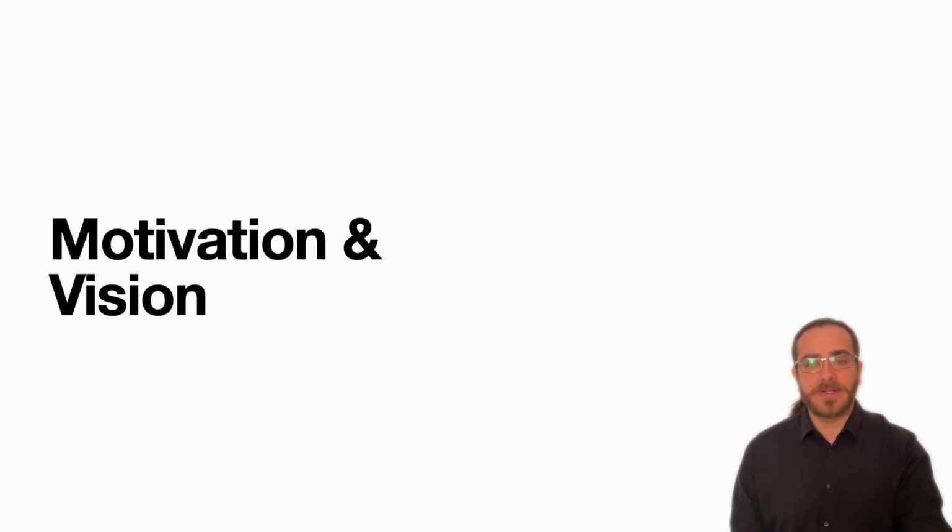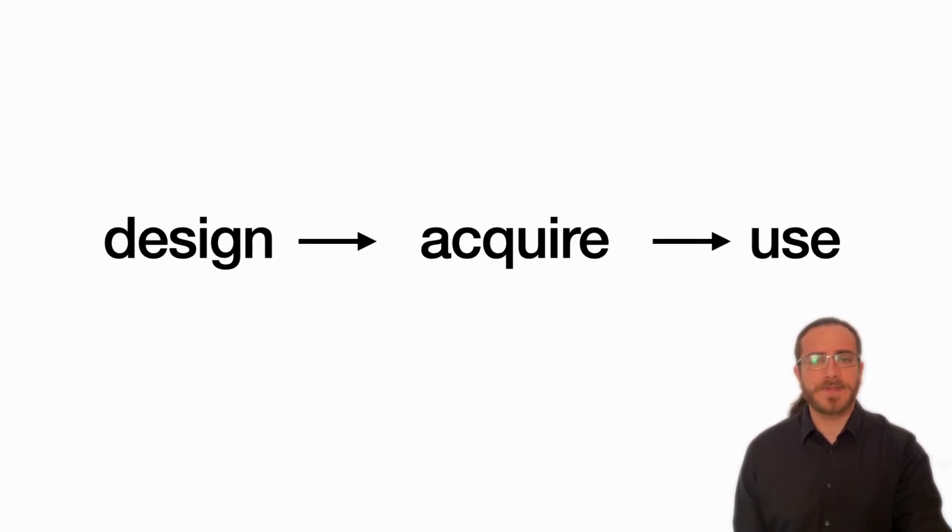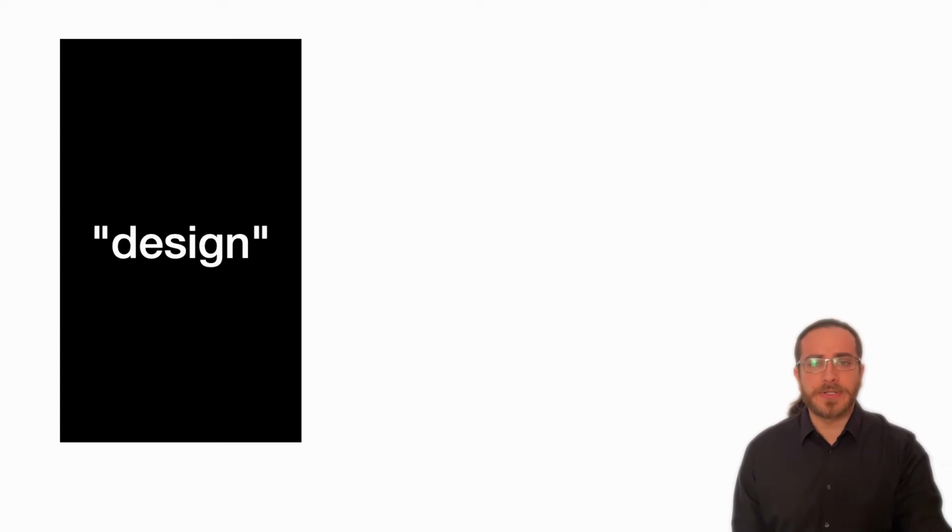First of all, a bit of motivation and reasoning for this approach. This is a very simplified depiction of how we get to a physical artifact in the context of personal fabrication. We design it, fabricate it, and then we can use it. We could also go ahead and open up the fabrication step a bit and replace it with something more general, like acquisition. With our work, we wanted to focus on the first stage, which may be described as design.